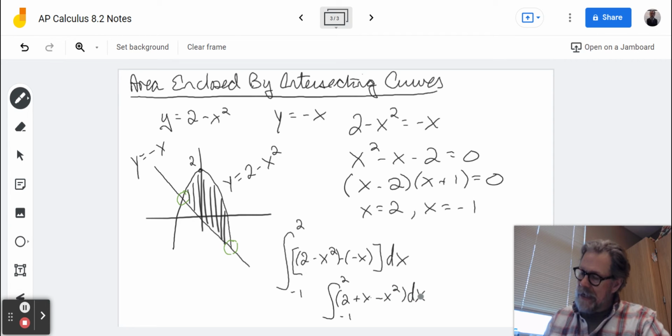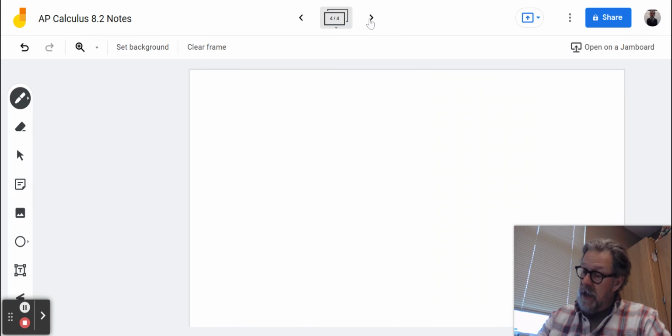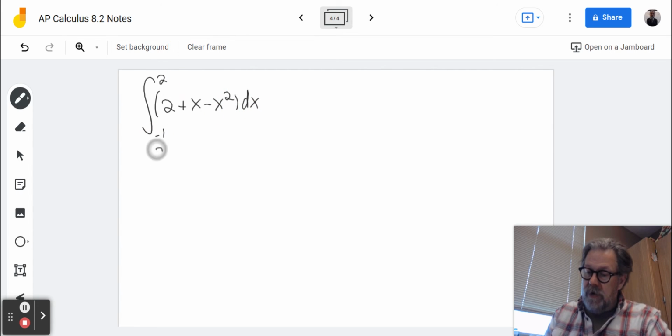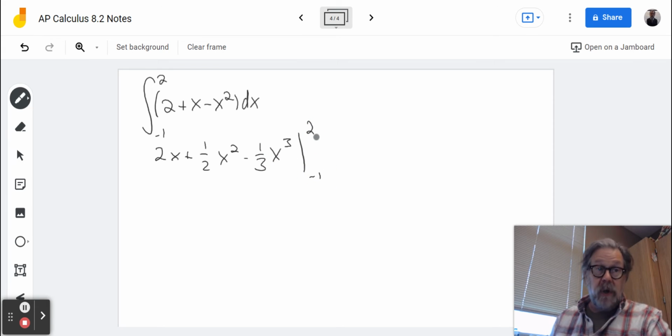Of course, the antiderivative, I'm going to jump to the next page. The antiderivative of 2 plus x minus x squared dx from -1 to 2 is 2x plus 1/2 x squared minus 1/3 x cubed, and we are evaluating this from -1 to 2. With a little bit of simple math, what we discover is that this is equal to 9/2 units squared.